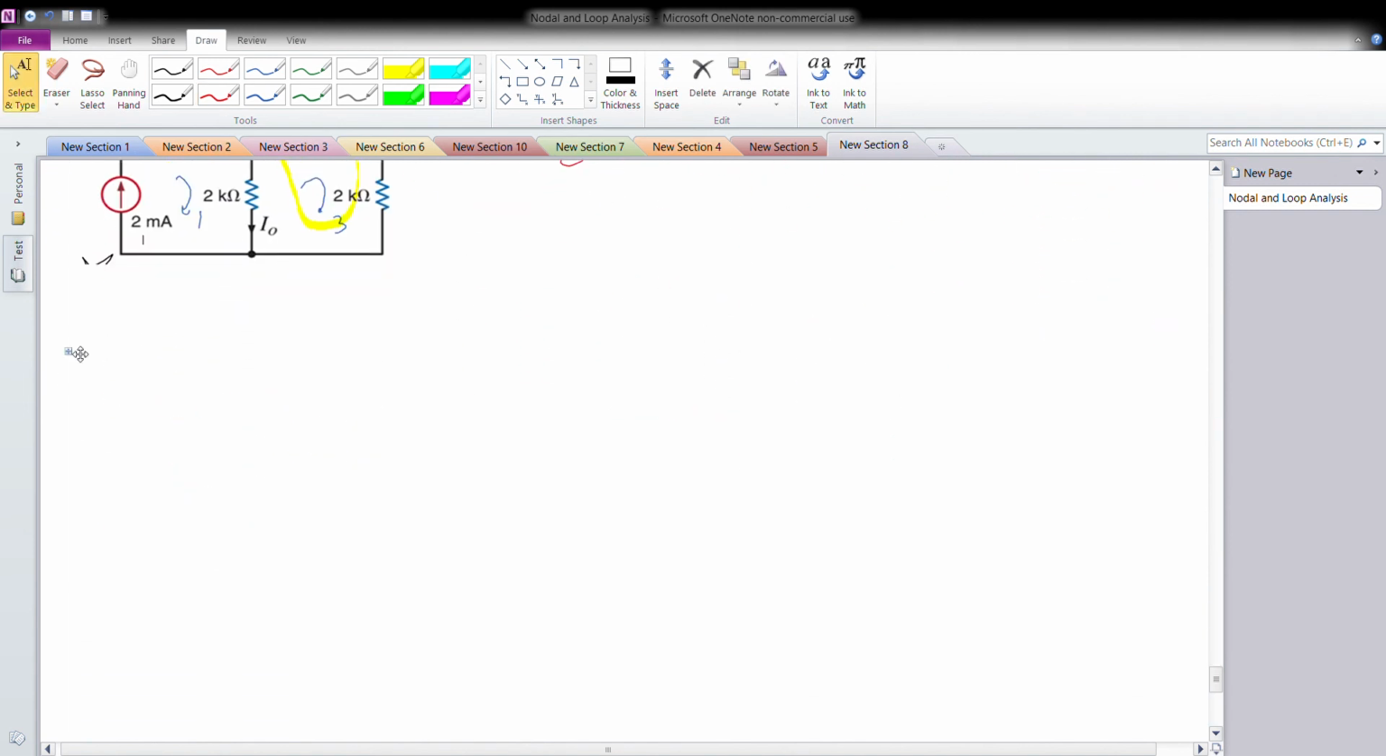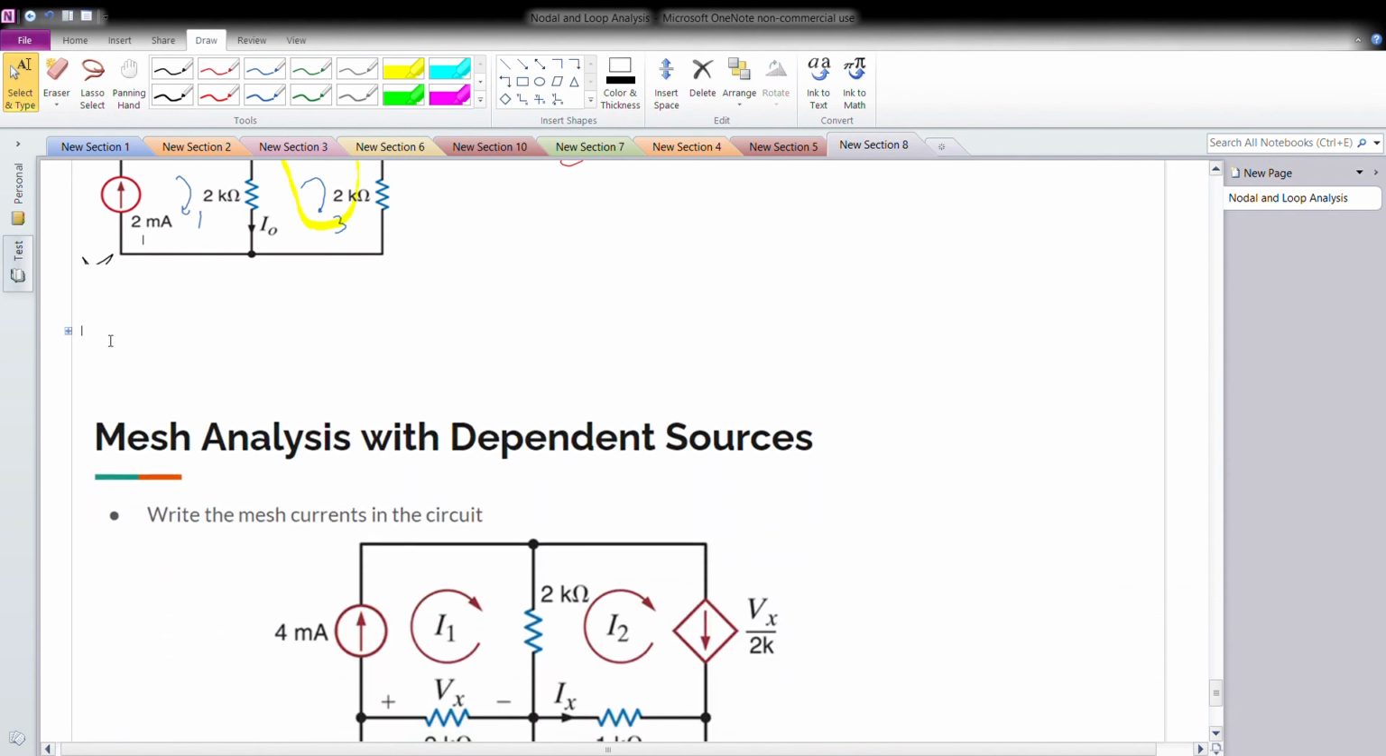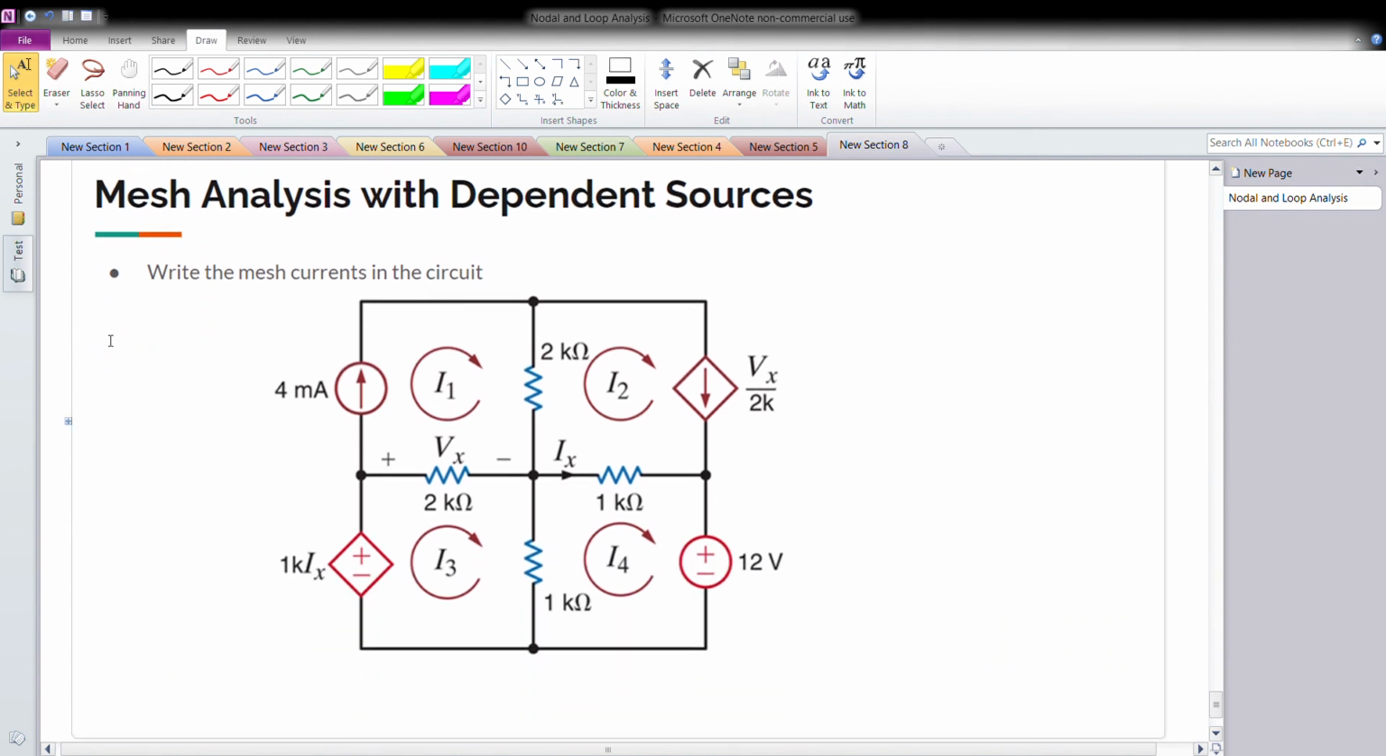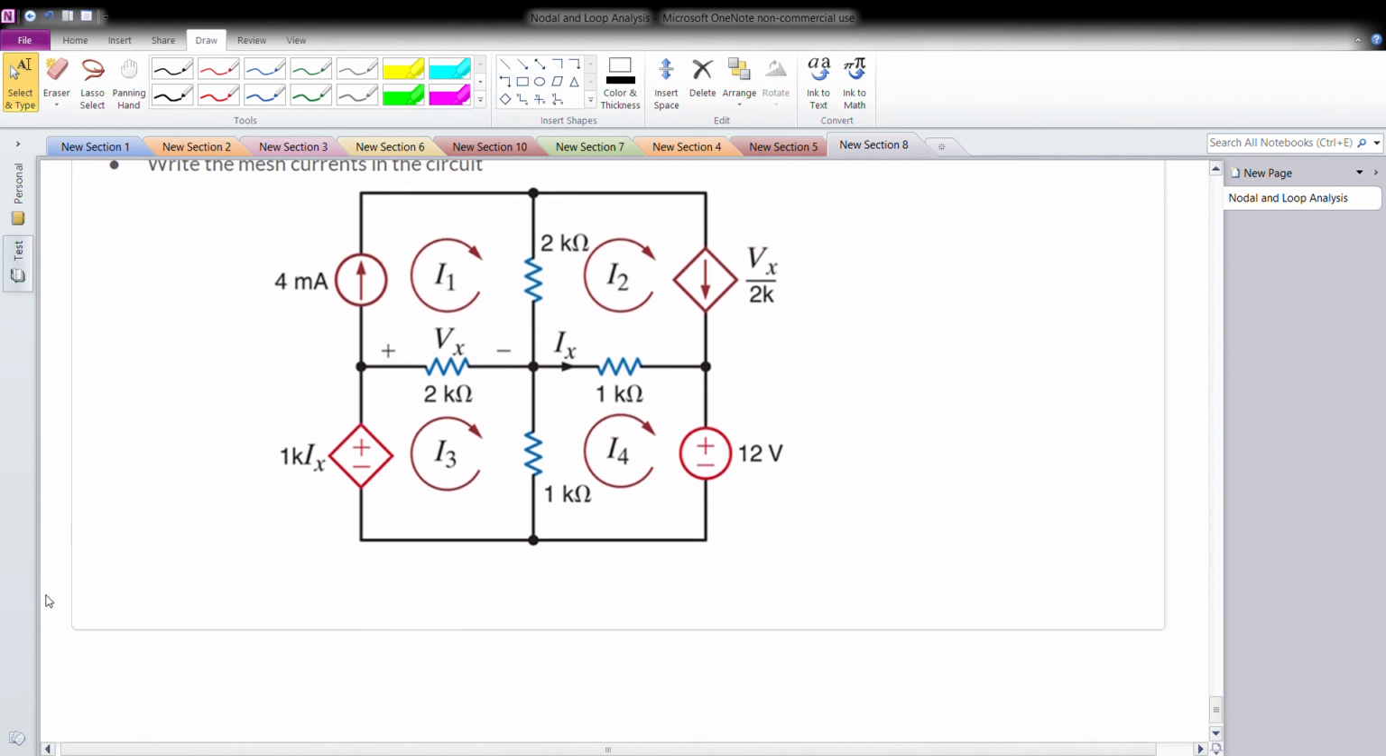Okay, now let's do an example with dependent sources. What if I have a loop circuit and it has some dependent sources? How would I approach that? In this case, let's go ahead and look at it. The first thing I want to look at is, do I have any loops that have current sources on them? I actually have 2. Because I have 2, I can easily skip doing loop analysis or mesh analysis on those.